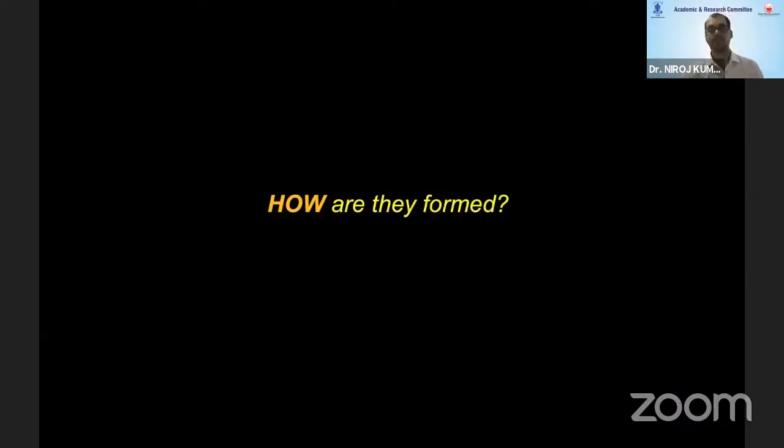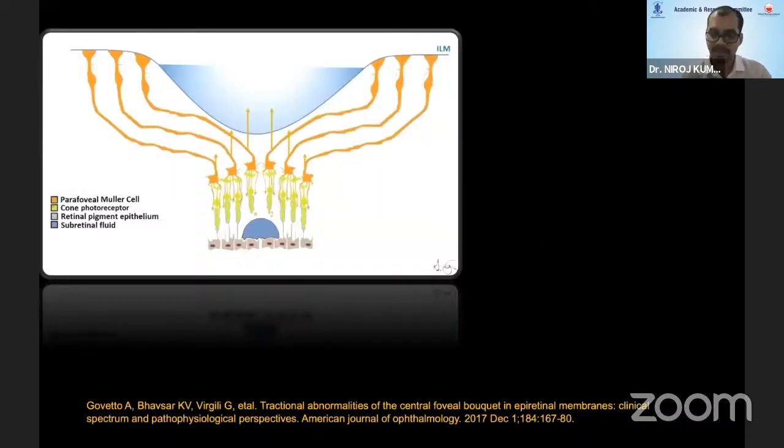So how are they formed? Two models have been described by Govetto et al. The first one involves the parafoveal Muller cells, as we can see here. These are Z-shaped cells with the attachment to the cones being vertical. So when there is traction from the ERM, it results in pull of this vertical part of these Z-shaped Muller cells, resulting in the traction being transmitted to the central bouquet.